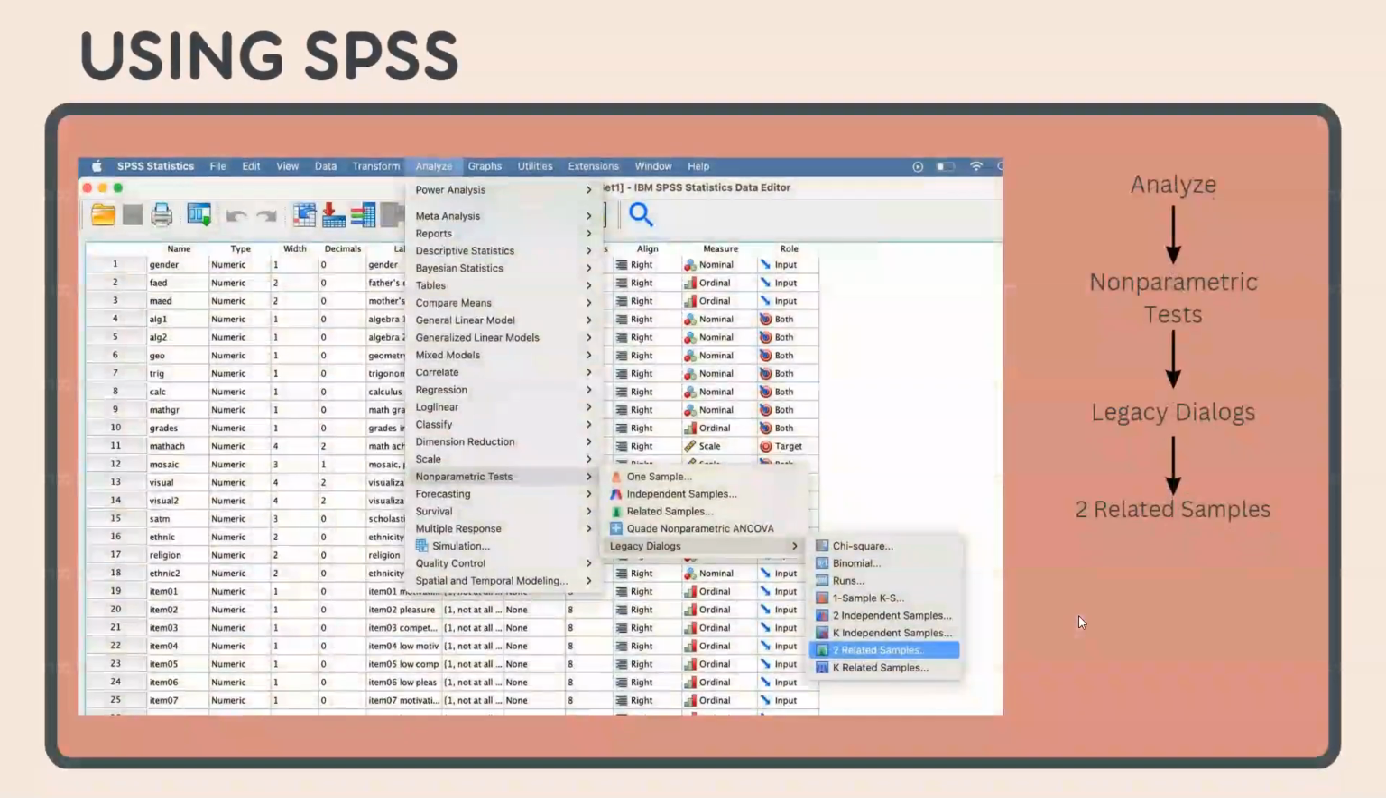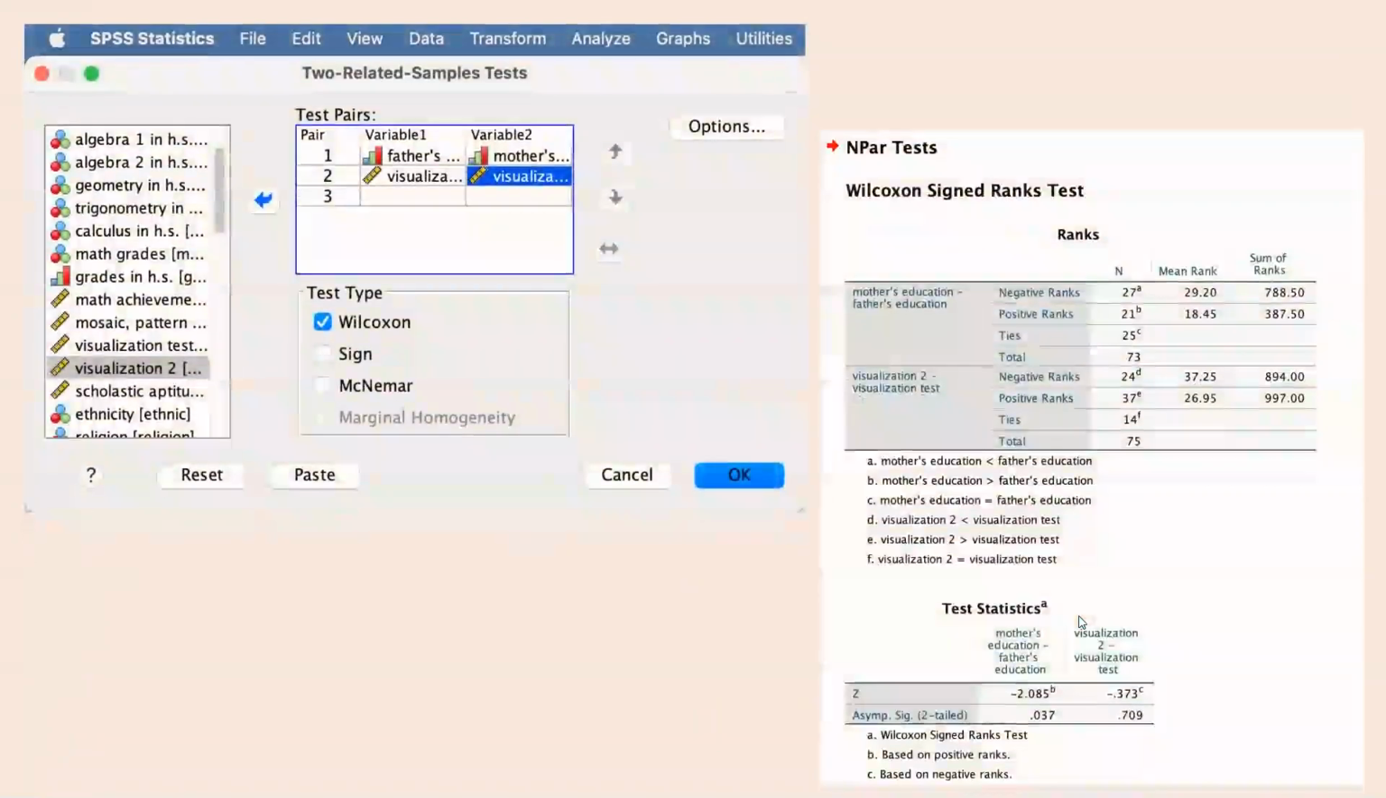You can also do a Wilcoxon test using SPSS following these steps. Analyze, non-parametric tests, legacy dialogues, and two related samples. Here I chose my two samples were the father's education and mother's education, and visualization test and visualization test 2. And again, when you click OK, the results are shown in the table to the right.